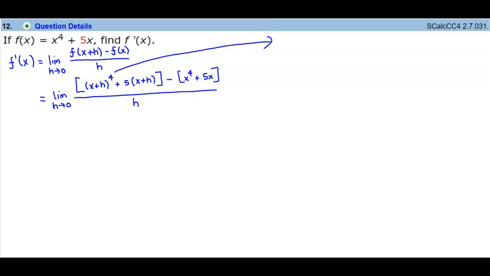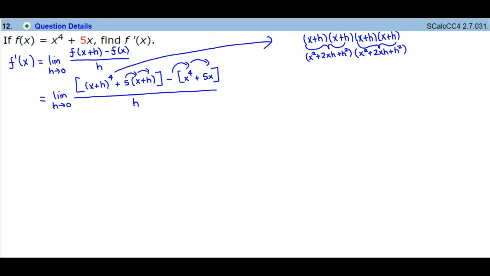Okay, so now let's find x plus h to the fourth. That means we're going to take x plus h times x plus h times x plus h times x plus h. If we multiply these two together and these two together, we end up getting x squared plus 2xh plus h squared. Same thing on this side: x squared plus 2xh plus h squared.